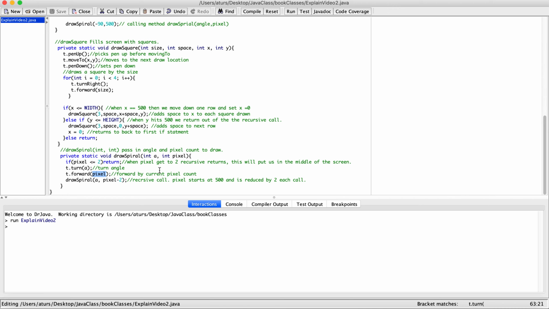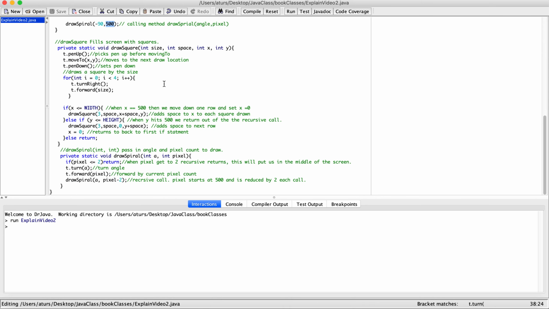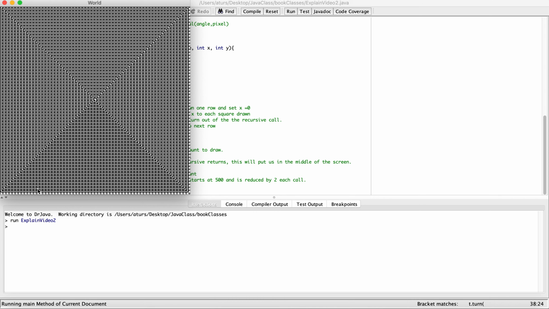And then we take in our pixel count, which in this case is the length of the screen, and then we reduce that by 2 each pass, which then gives you each one of these lines coming in until you get into 2, in which it returns the call.